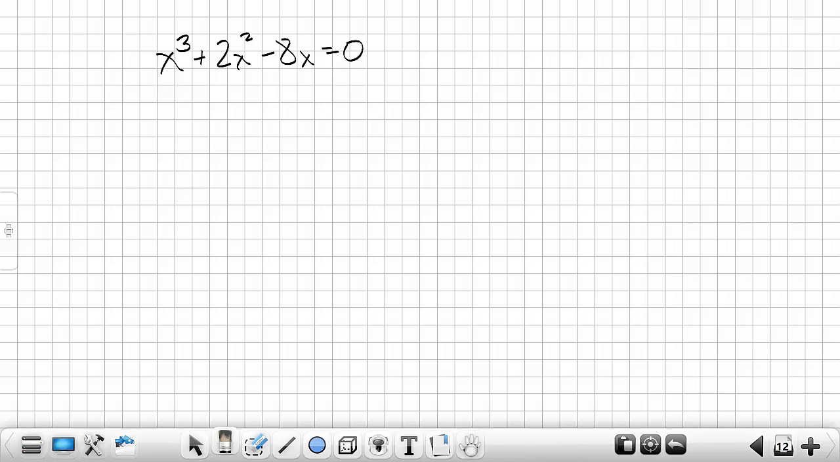Tiley, how many roots does this have? 3. Now, I need to give myself some room here because we need to find those roots. Here was an issue. Oh my gosh.